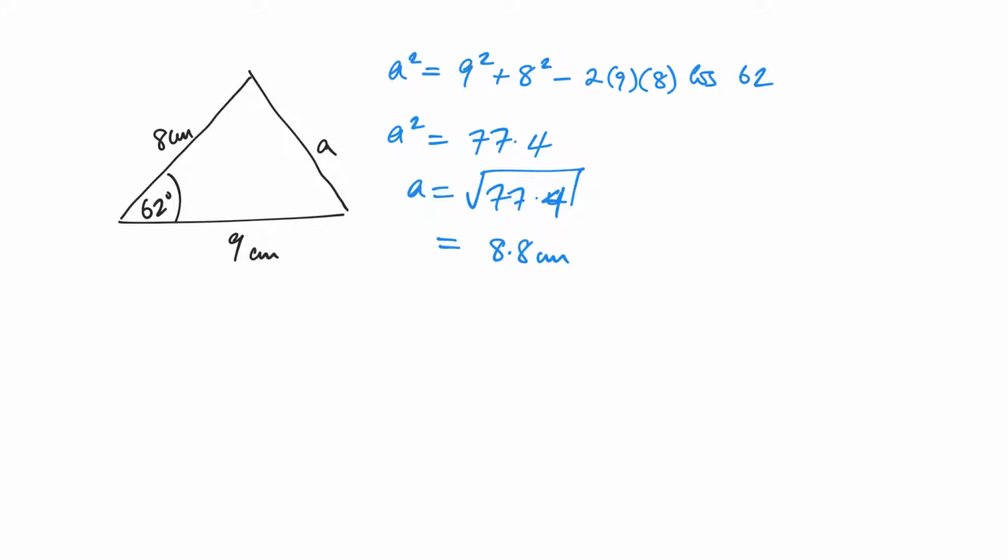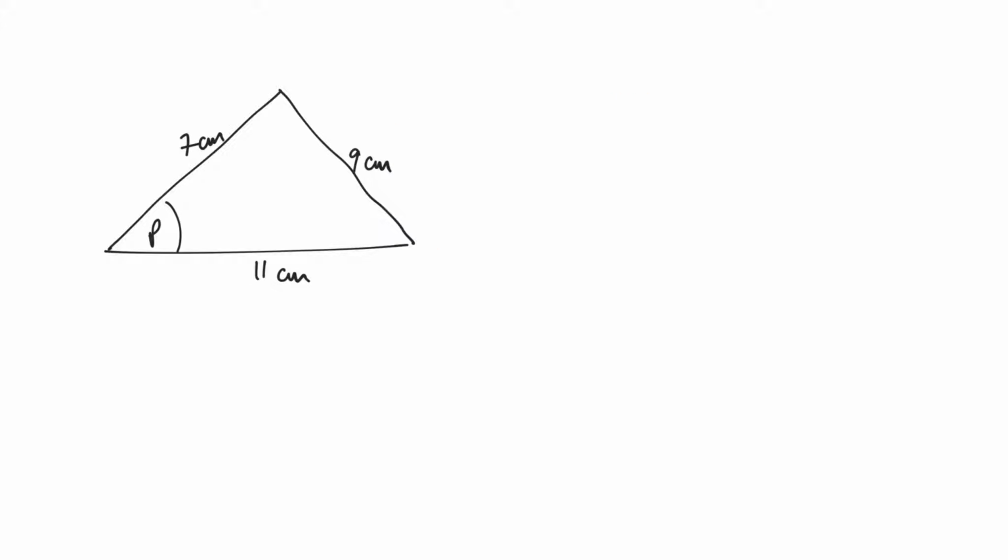Now let's move on to another problem. In this problem, it fits the bill for the second rule, or the first rule I think I gave, in that we've been given all three sides here. That's 7, that's 9, and that's 11. We need to find that missing angle, which is P, just on the end here.